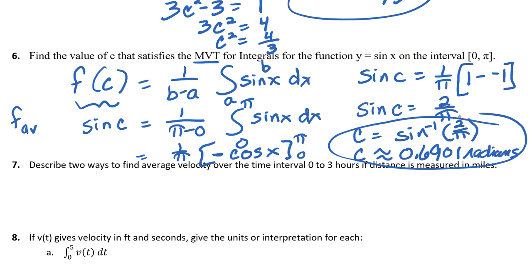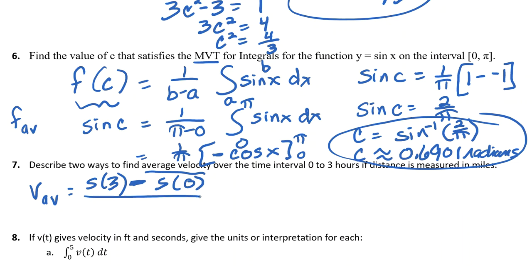Question 7. Describe 2 ways now that we could find average velocity. Well, we've been doing this since first semester. So over the interval from 0 to 3 hours, we could say that the average rate of change is the slope of a secant. So position at 3 minus position at time 0 over 3 minus 0. So this is the slope of the secant of the position function.